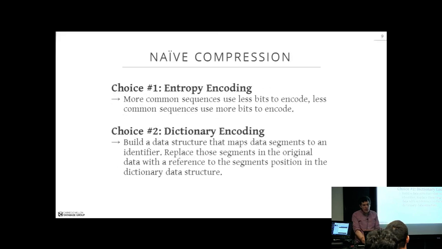So in general, there are basically two types of algorithms you can use for naive compression. The first is called entropy encoding. This is an example of Huffman codes, if you remember them from intro CS. The basic idea is that for the more common sequences of data within the thing you're compressing, you use fewer bits to encode them, and for the rarer or less common segments of data, you use more bits. So again, Huffman coding is the classic example of this.